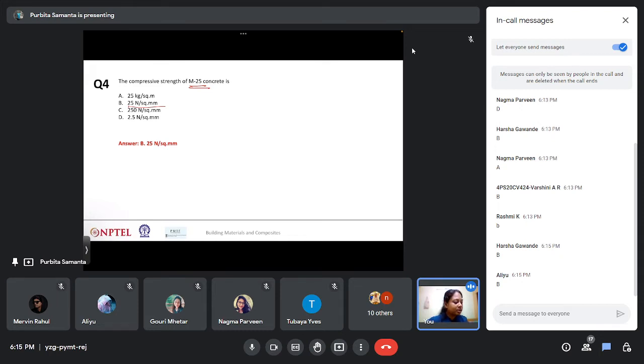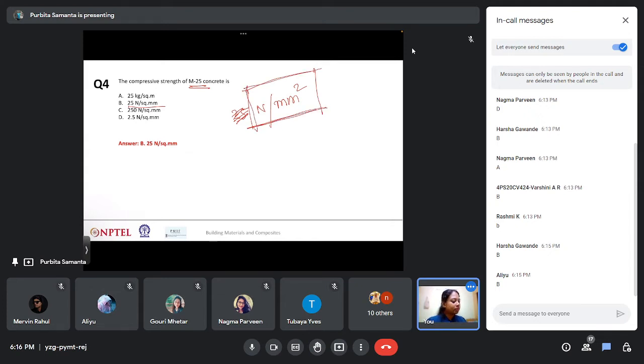So always remember that it is not just 25. The unit will be Newton per mm square. This is an important thing that you all need to remember.